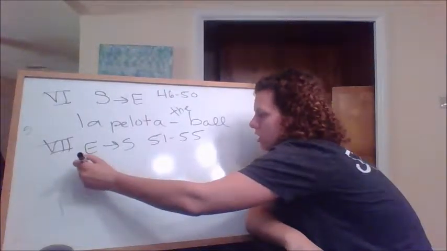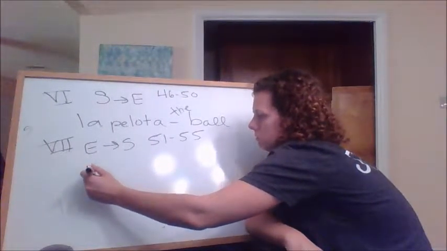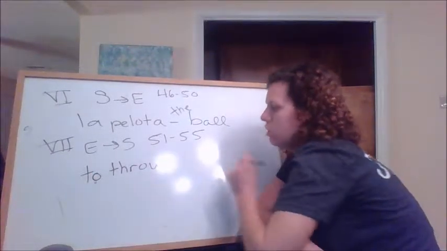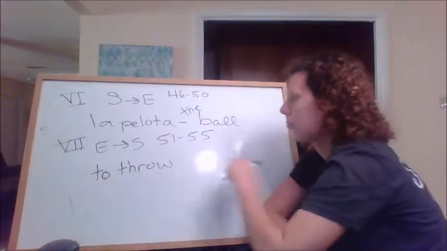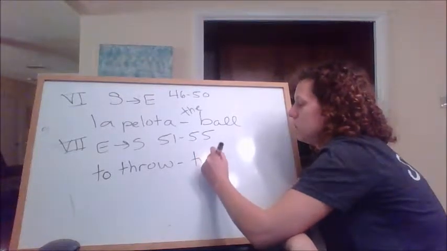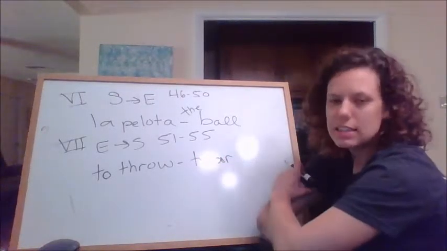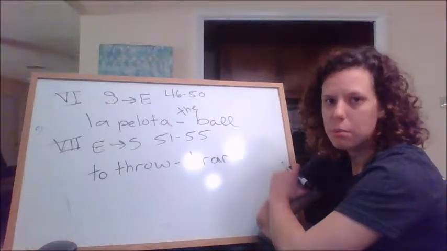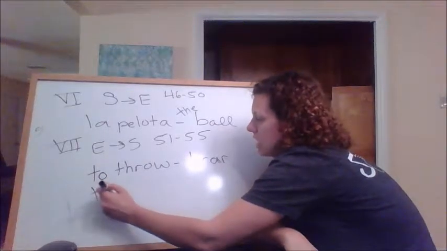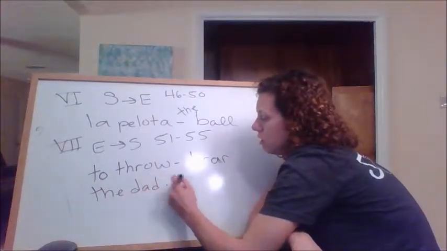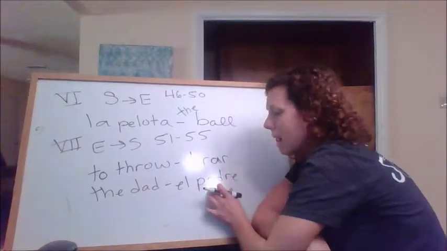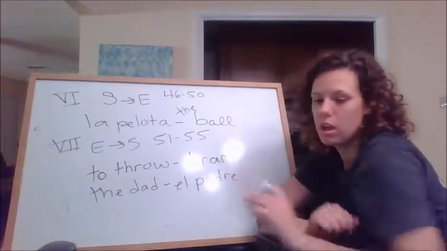Let's just say I know that we had to throw. One of your verbs was to throw. So if you have to throw, you're going to say tirar. Okay? That does not have a definite article, so that is not applicable in this case. But if I said something like the dad, you have to say el padre. Okay, you can't just say padre, you have to say el padre.